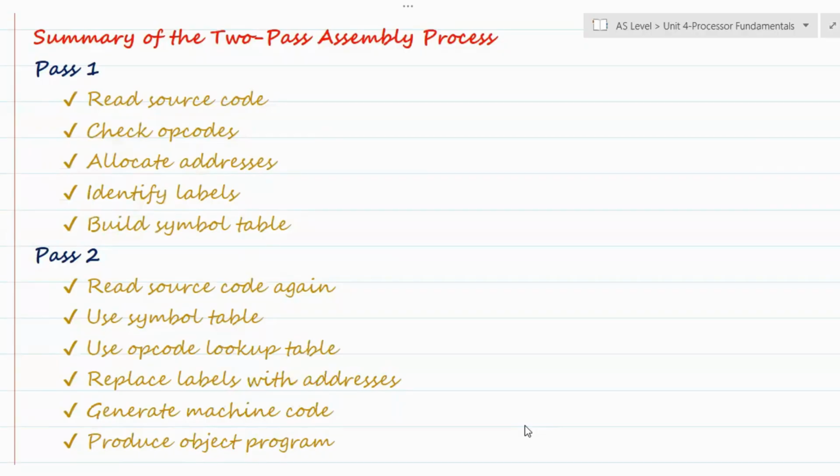So to summarize, an assembler translates assembly language into machine code. And a two-pass assembler is particularly useful because it can handle forward references by first collecting all labels and then generating machine code. Understanding this process is extremely important from your examination point of view.